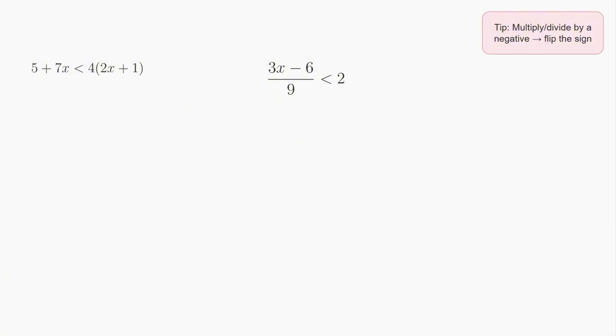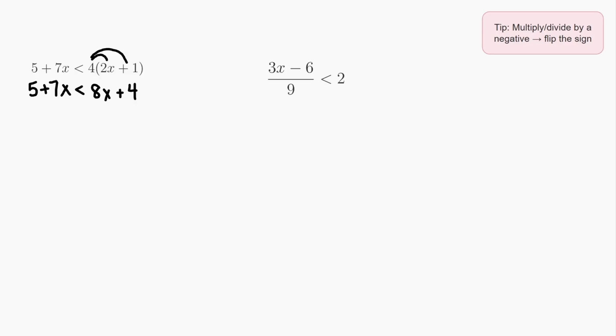Now, let's get started with some practice problems. So our first step is to distribute what's needed. In this case, we have nothing to do on the left side. We can just leave that 5 plus 7x. And let's distribute this 4 to both terms on the right side. So we have 8x plus 4 times 1, which is going to be 4.